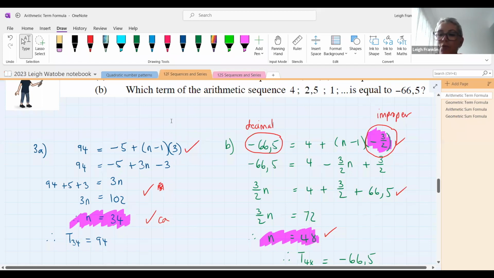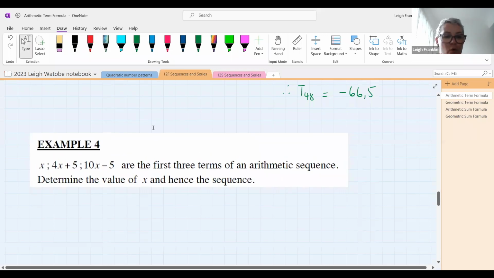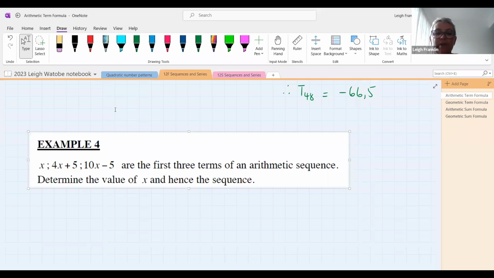All right, so now let's move on to the next concept. Okay, so here in example number 4, what they do to us is this. They say to us that x, 4x plus 5, and 10x minus 5 are the first 3 terms of an arithmetic sequence. Cool, so they tell us that it's arithmetic. The first thing that they want us to do is determine the value of x.